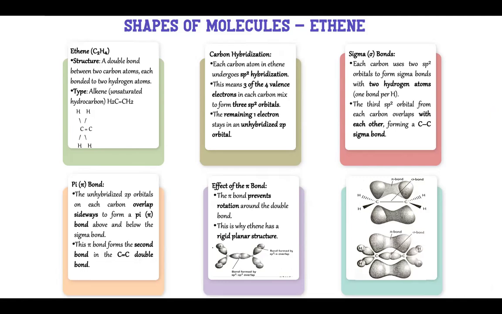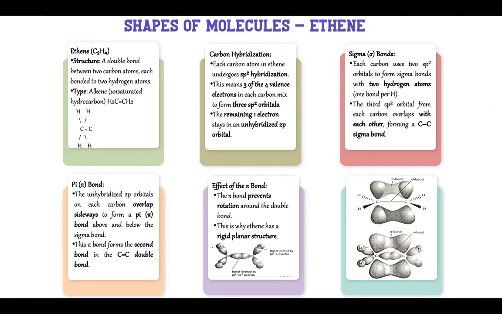Carbon hybridization: each carbon atom in ethene undergoes sp2 hybridization, meaning that 3 of the 4 valence electrons in each carbon mix to form 3 sp2 orbitals. The remaining 1 electron stays in an unhybridized 2p orbital. And then the sigma bonds: each carbon uses 2 sp2 orbitals to form sigma bonds with 2 hydrogen atoms, 1 bond per H, and the third sp2 orbital from each carbon overlaps with each other, forming a C-C sigma bond.